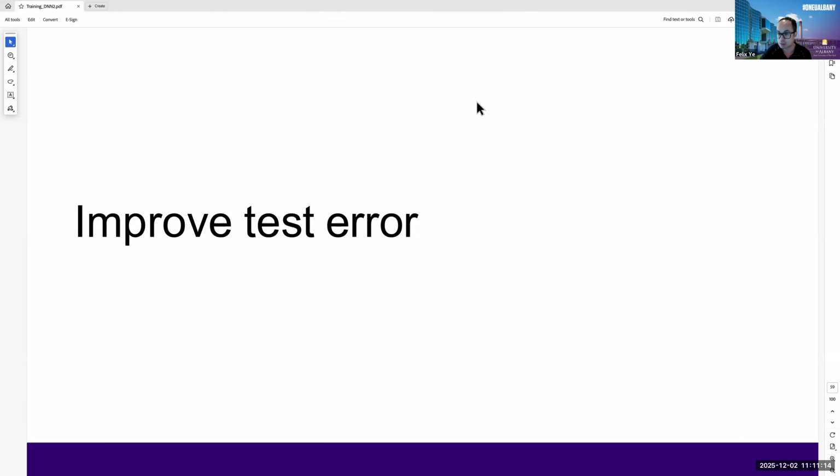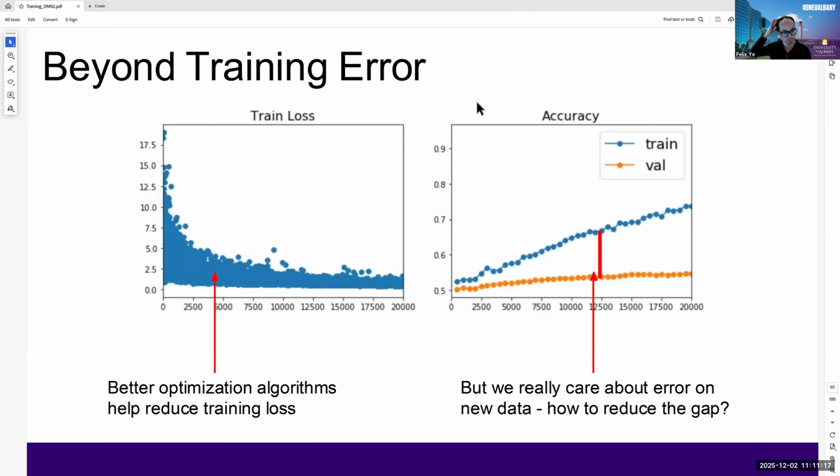So how do we improve the test error? Training is very important, but this is the training loss. You can see it has been saturated. So we know with a good optimization algorithm, it can reduce the training loss. But what we really care about is not the training at all. What we care about is the validation. If our validation goes bad, then we have a problem. So what we really care about is the error on the new data. So that means I want to reduce the gap between training and validation here.